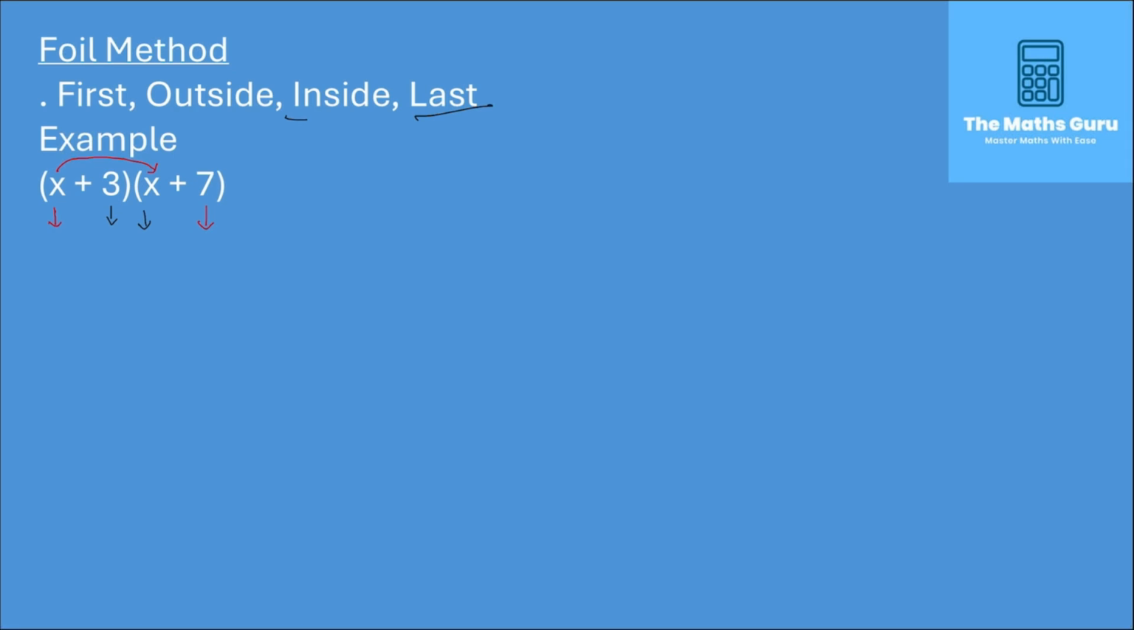So conducting this, we get our first terms multiplied together, x squared. Then we get our outside terms multiplied together, plus 7x. Then multiplying our inside terms, we get plus 3x. Then our last terms, we get plus 21. And now we simplify this by collecting like terms to get it in its final form. So x squared plus 10x plus 21.